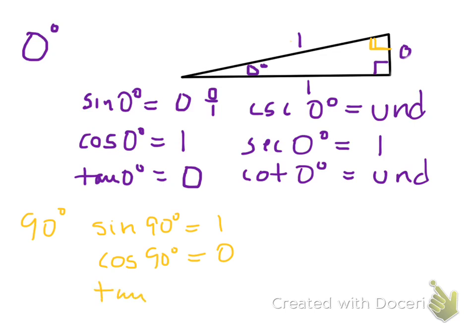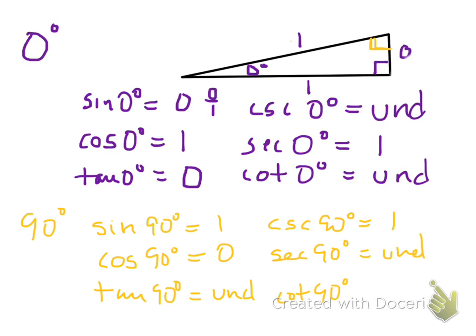Tangent of 90 degrees. Okay, tangent is opposite over adjacent, right? Undefined because it's opposite over adjacent. That's 1 over 0, which is undefined. Okay, everybody good with that? Then the reciprocal of those, cosecant of 90 degrees, is 1. The secant of 90 degrees is the reciprocal of 0, which is undefined. And the cotangent of 90 degrees is adjacent over opposite, which is 0.